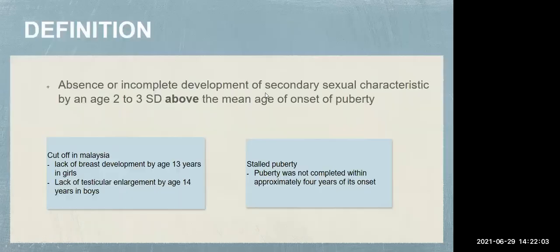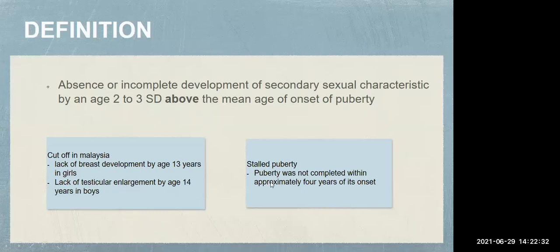So for the definition, delayed puberty is the absence of or incomplete development of secondary sexual characteristics by an age 2 to 3 standard deviations above the mean age of onset of puberty. So the cutoff in Malaysia is lack of breast development by age 13 years in girls and lack of testicular enlargement by age 14 years in boys.